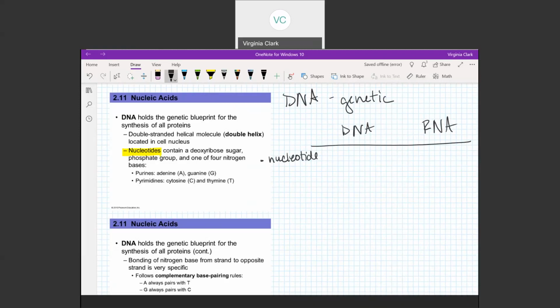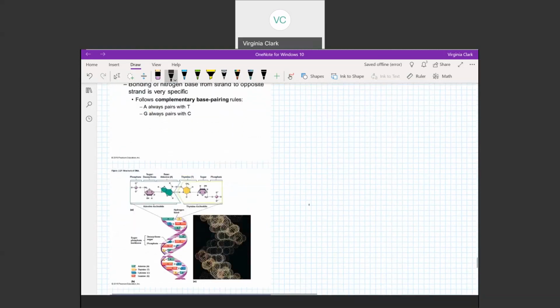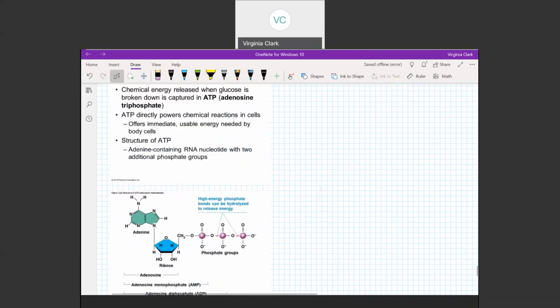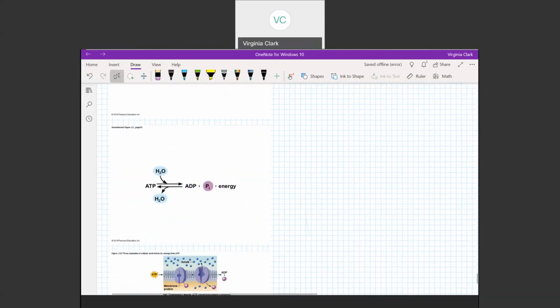DNA nucleotides are going to be these guys right here. You're going to have adenine, guanine, cytosine, and thymine. So the nucleotides are going to be A, G, C, and T. That is the shorthand. We're going to come down here to RNA. And RNA is going to have, where is it listed?